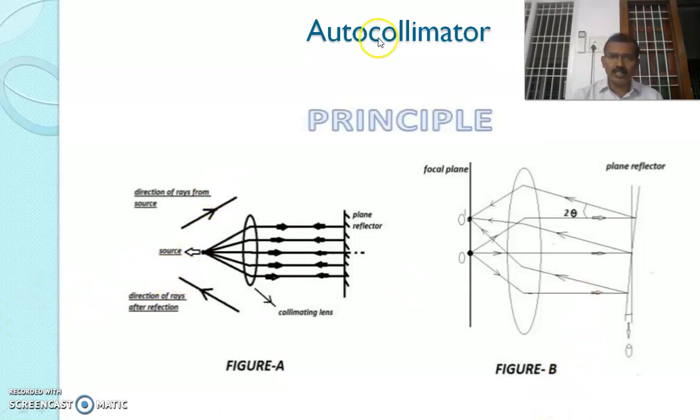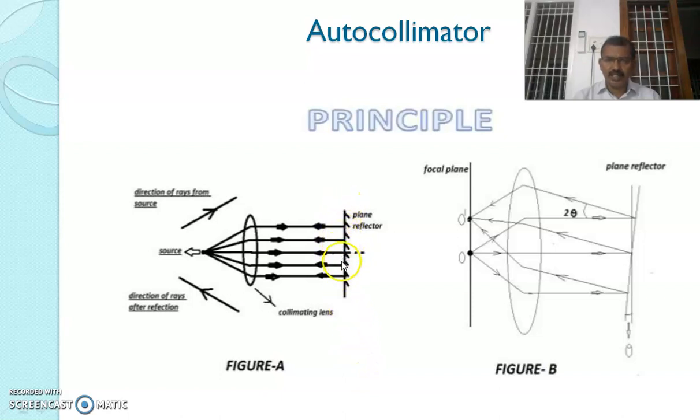So this is the simple principle of auto collimator. In part A, this is a light source. From the light source, the light passes through this opening and enters a collimating lens, which makes the rays parallel to the plane reflector. The plane reflector is the workpiece that we are going to study.